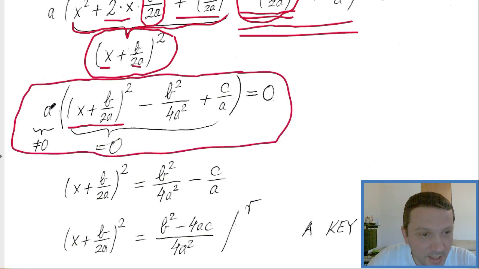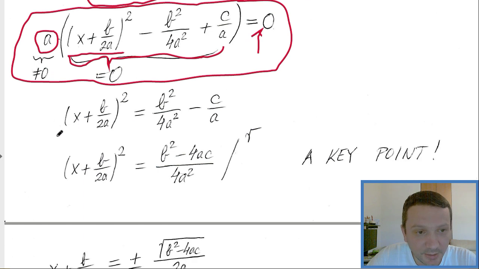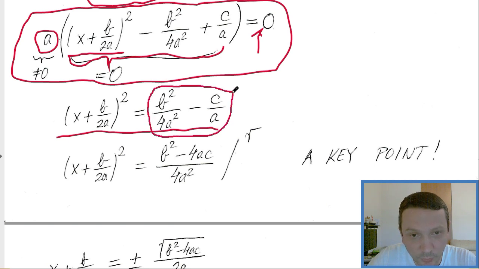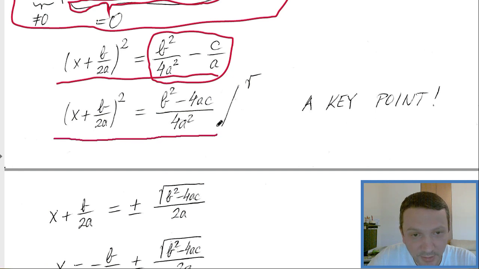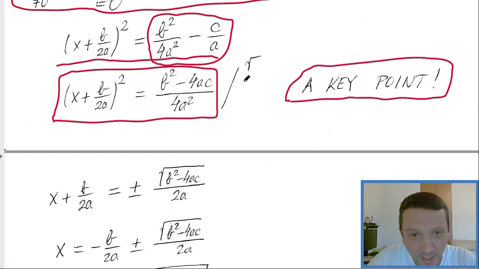As we already said, a is assumed to be different from 0, so we must have this expression in parentheses equal to 0 here, because the whole equation is equal to 0. So finally we have this expression here, or if we subtract these two fractions, we obtain it in this form. And here we are going to the key point of solving a quadratic equation. We are now at the point where we can take a square root. So we should write this equation in this form to take a square root now.